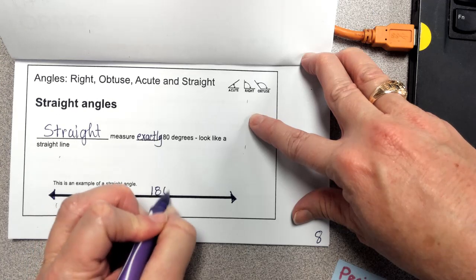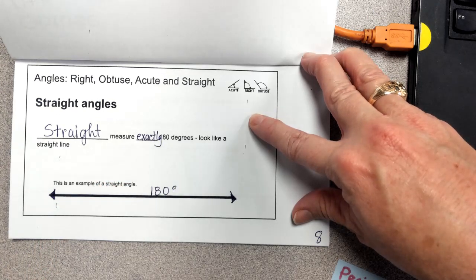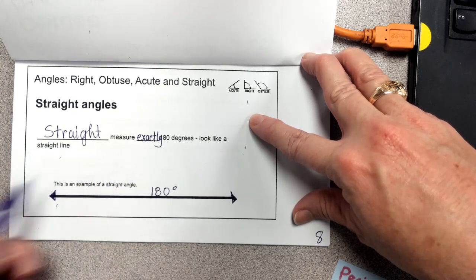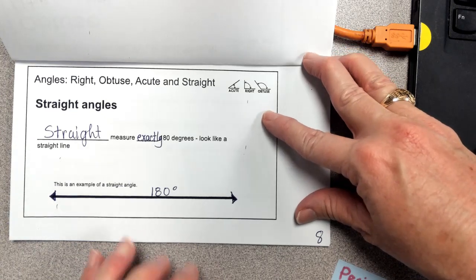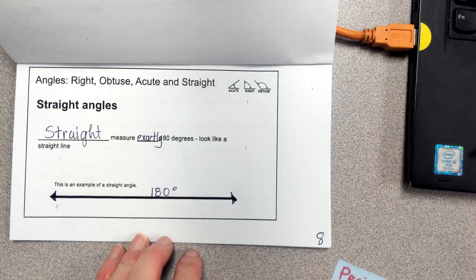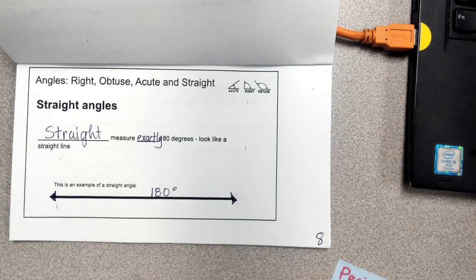I'm going to go ahead and jot 180 degrees because a straight line is made of 2 90-degree angles put together. And once you have that written down, then you have been caught up on all of your angle information.